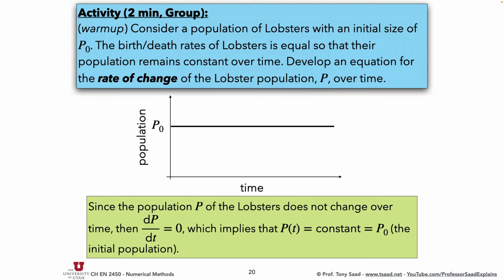That's going to be our trick. It was easy to think about dP by dt here because we said there's no change in the population. All right, let's take it up a notch.